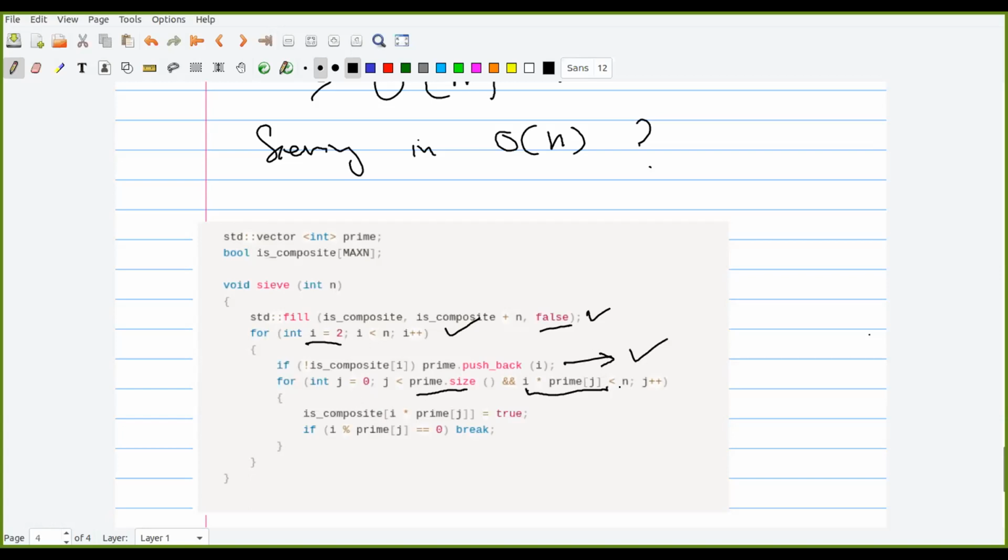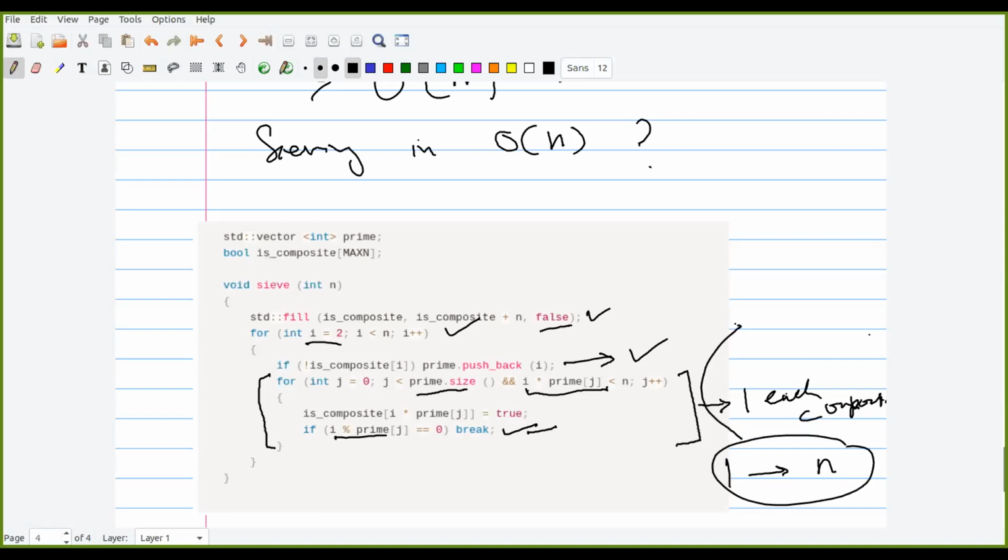So this is basically the condition for the multiplicative part. Given a prime j, if I multiply any number i with it, the current i, then it'll be composite, right? So for every composite number, this part happens only once. The entire code runs only one time for each composite number. Whenever i is divisible by the prime, it will break the loop. Using this, I can prove that this entire block runs only once for every composite number from 1 to n, and this gives a much faster algorithm, and the entire complexity of this sieving algorithm will be of order n.